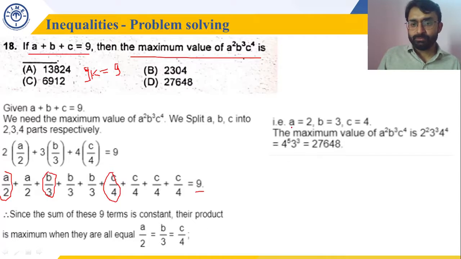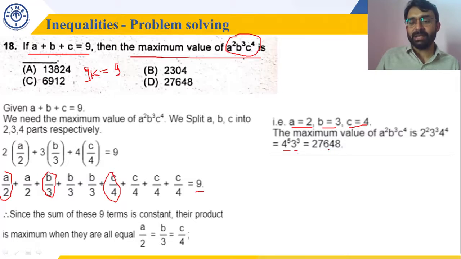So a is 2, b is 3 and c is 4. For these values of a, b, c, this expression will be maximum. So I'll put a as 2, which is 2 square, b as 3, which is 3 cube and c as 4, which is 4 raised to power 4, which is eventually 4 raised to power 5 into 3 cube. 4 raised to power 5 into 3 cube is what?